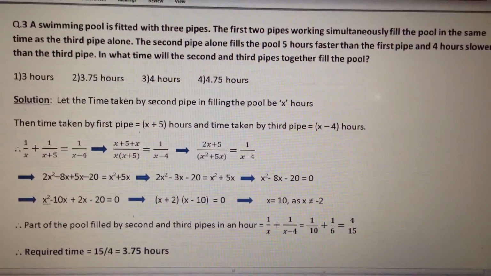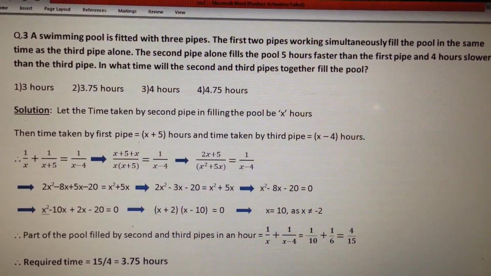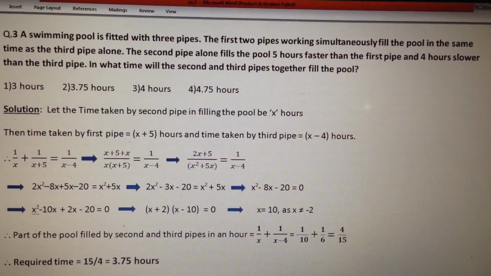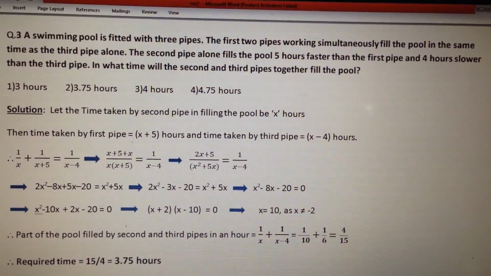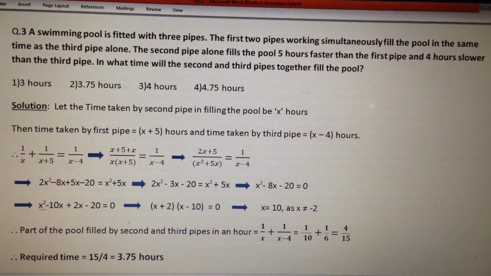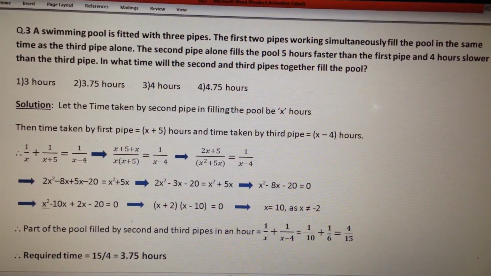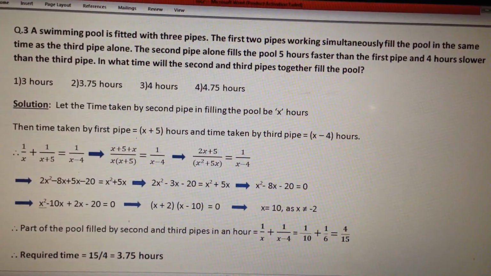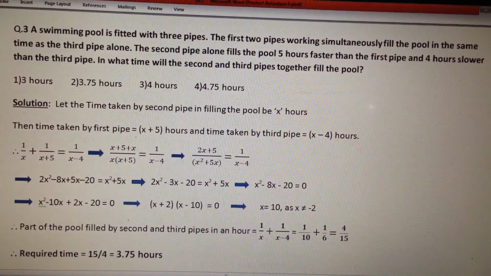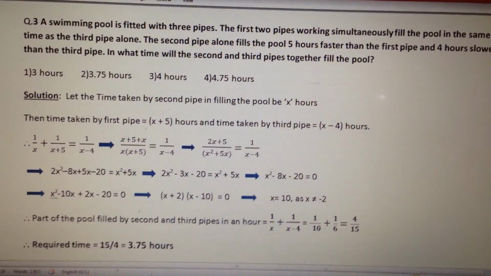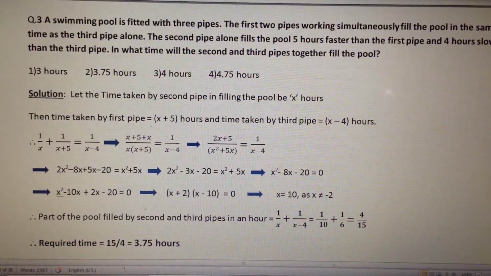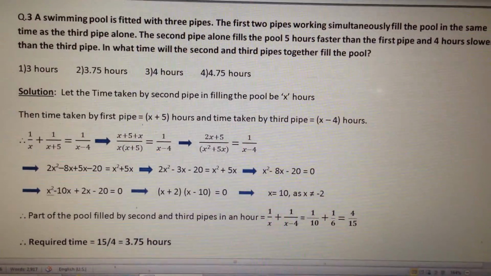Next question. A swimming pool is fitted with 3 pipes. The first 2 pipes working simultaneously fill the pool in the same time as the third pipe alone. The second pipe alone fills the pool 5 hours faster than the first pipe and 4 hours slower than the third pipe. In what time will the second and third pipes together fill the pool?